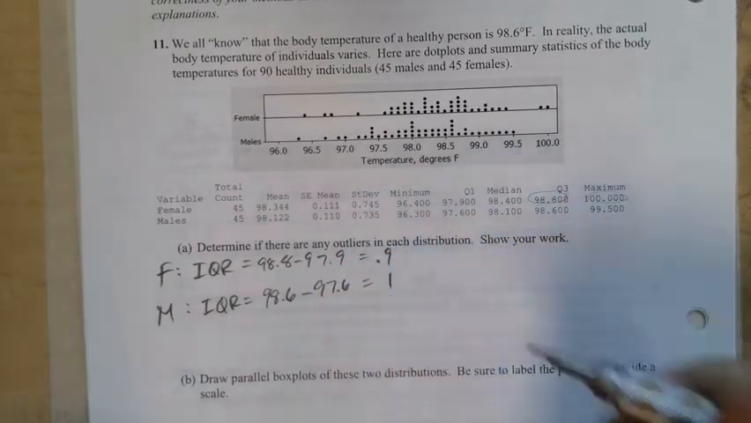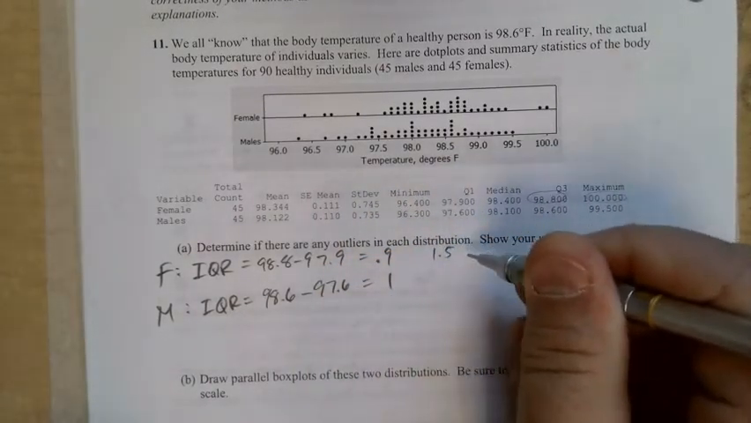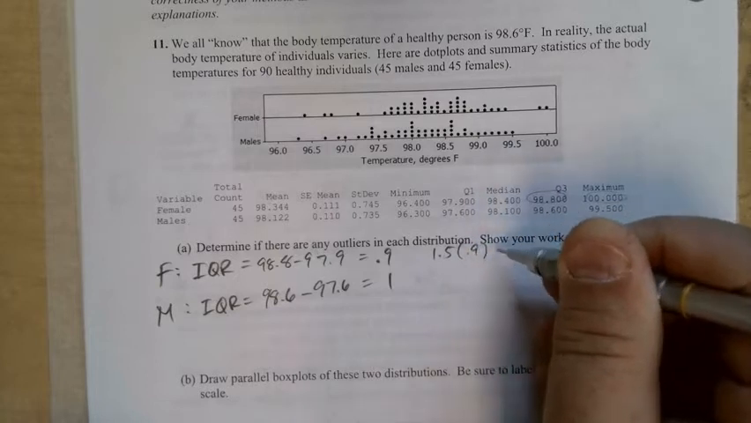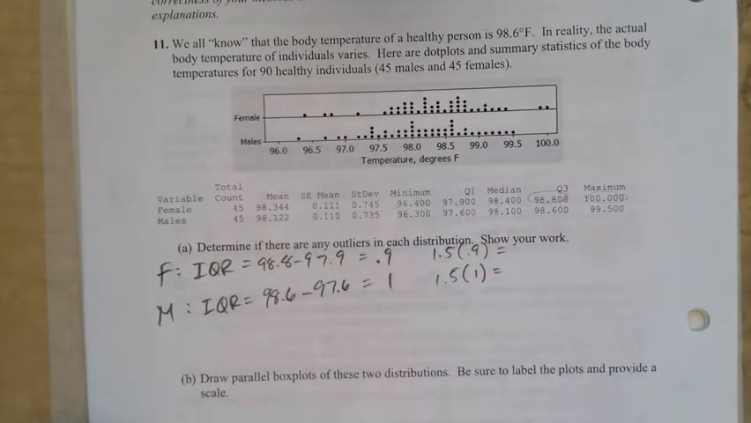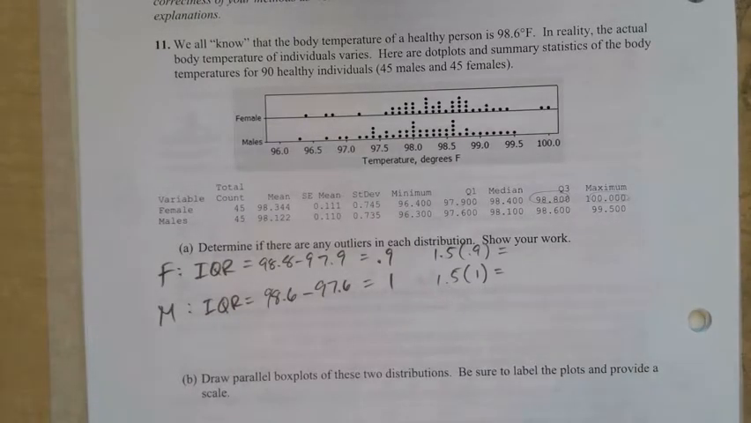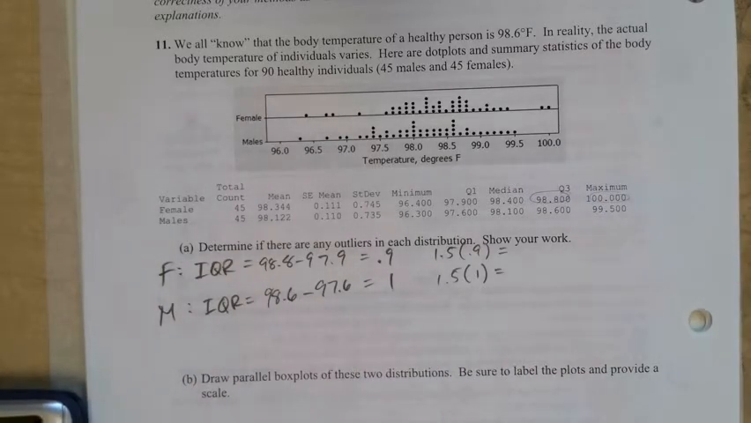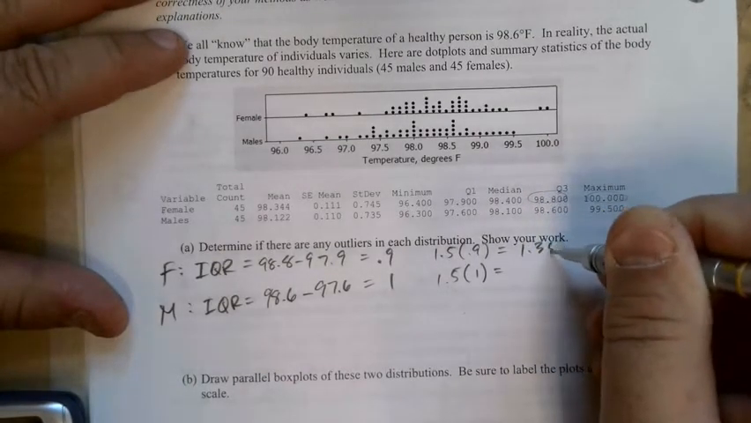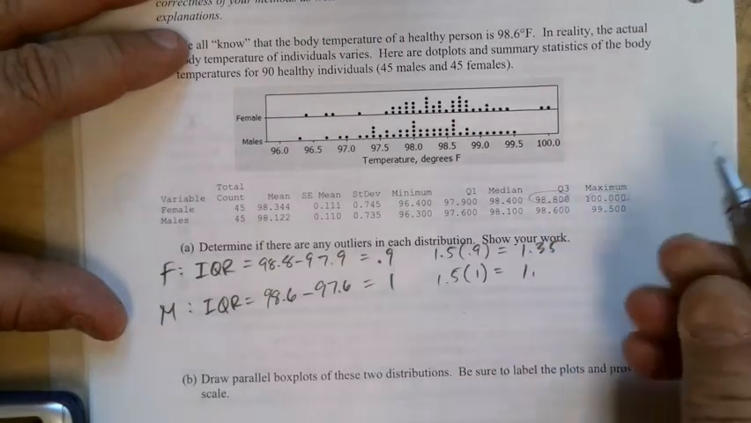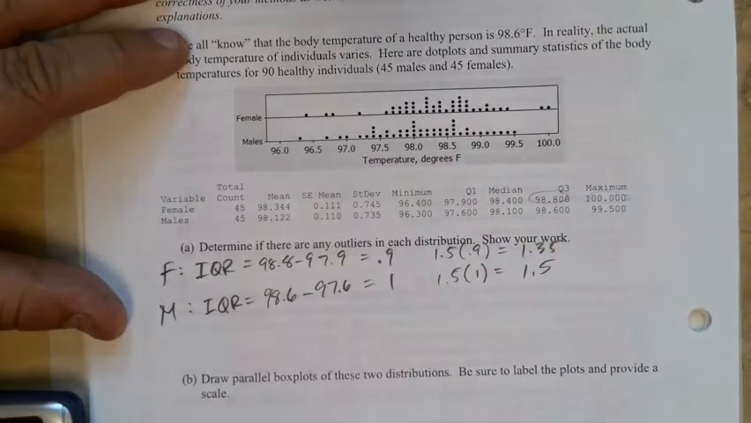That's 1. Now, 1.5 times that: 1.5 times 0.9, 1.5 times 1. I'm doing these both at the same time because remember, outliers are where it's 1.5 interquartile ranges either above the third quartile or below the first. So 1.5 times 0.9 is 1.35. 1.5 times 1 is 1.5.